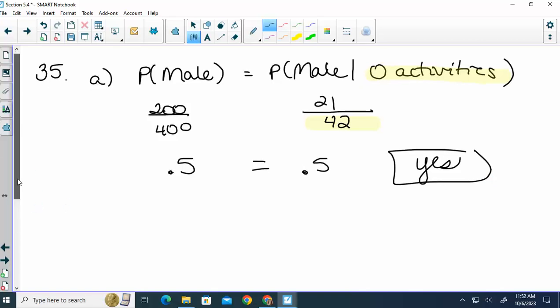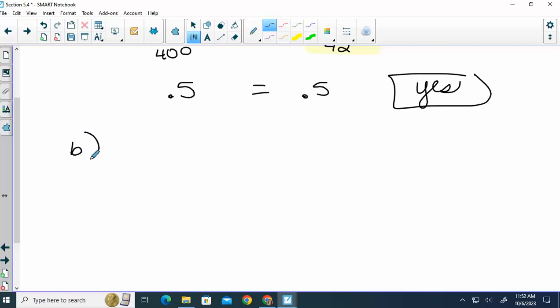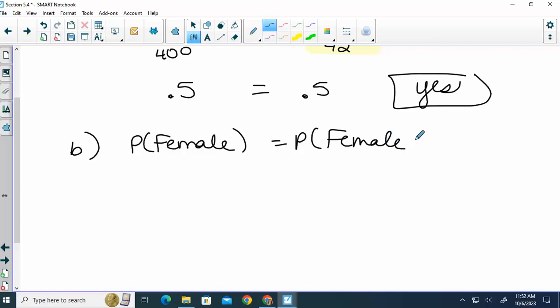B. I want to know if female and 5 or more activities is independent. If they're independent, that means the probability of being a female would be the same as the probability of being a female given they had 5 or more activities. So, probability of being a female is what? We have 200 females out of the 400 total, so 0.5.